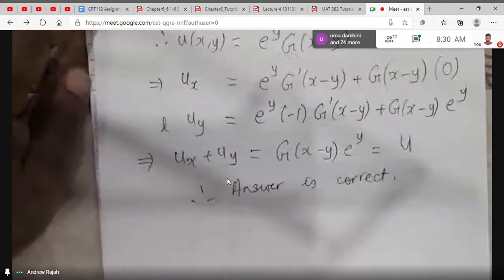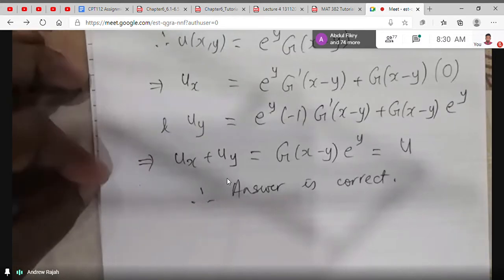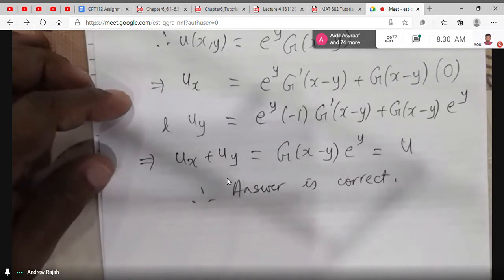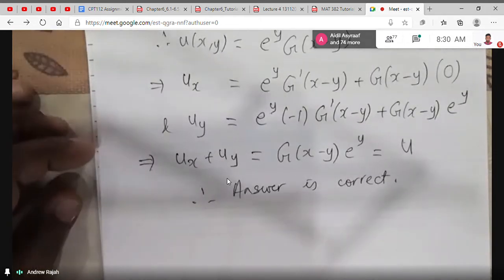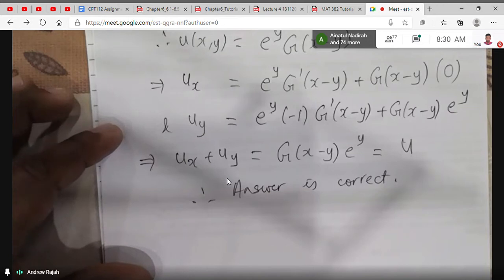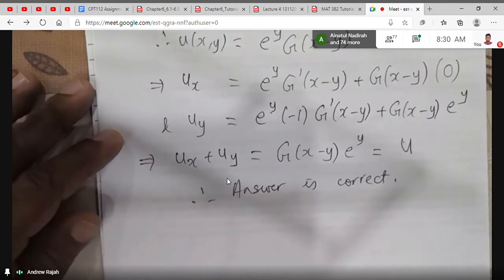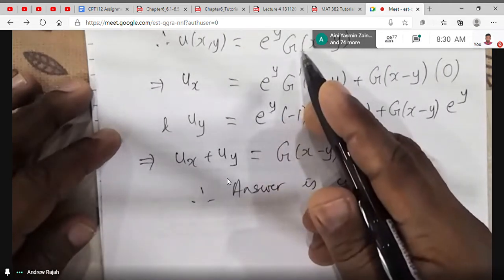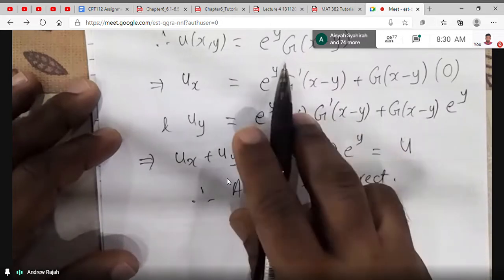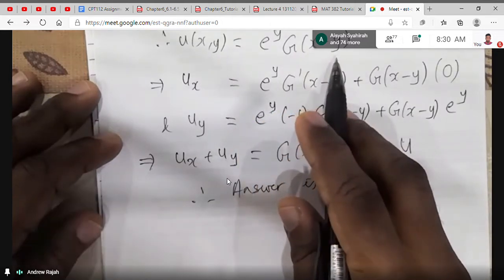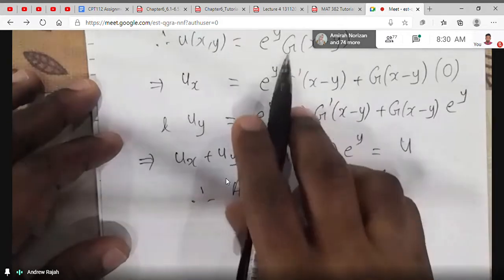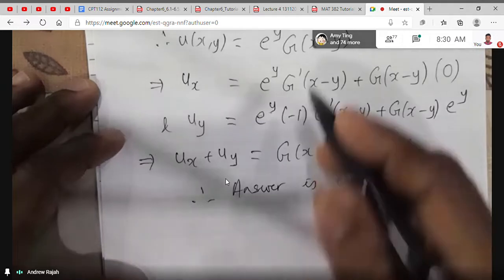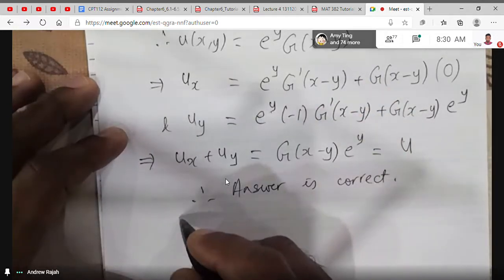If you check the answer in the notes, you will find the answer is also correct. Why? Both the answers look different, but both are correct. Because the g in that answer is different from this g. This arbitrary function, g of x minus y, is an arbitrary function. That g is different from this g.